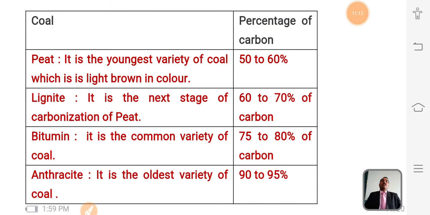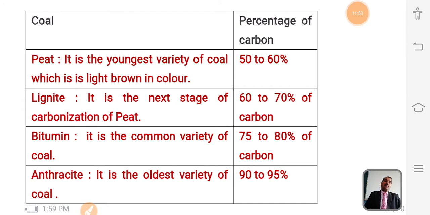Now, peat is the youngest variety of coal, which is light brown in color, and the percentage of carbon in peat is 50 to 60%. Lignite is the next stage of carbonization of peat, and it has 60 to 70% carbon. Bitumen is the common variety of coal. It contains 70 to 80% carbon.